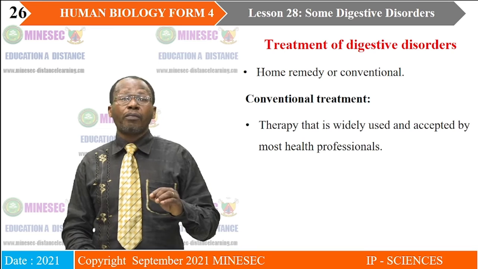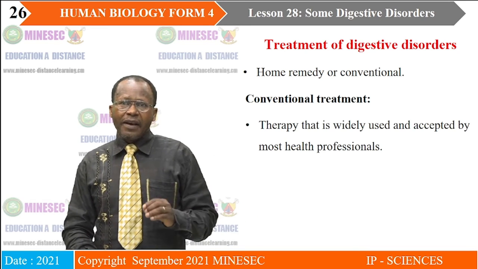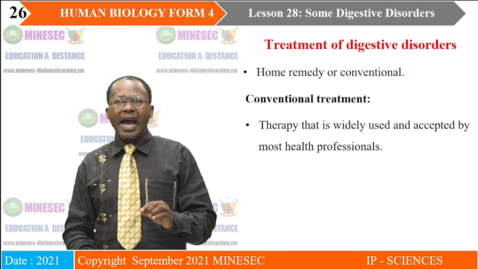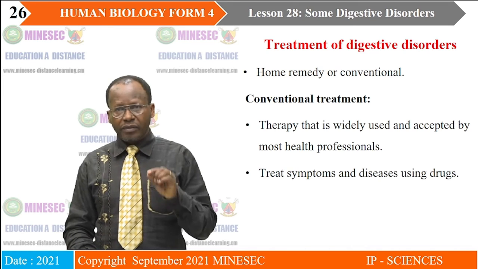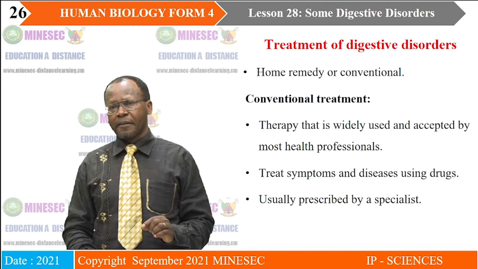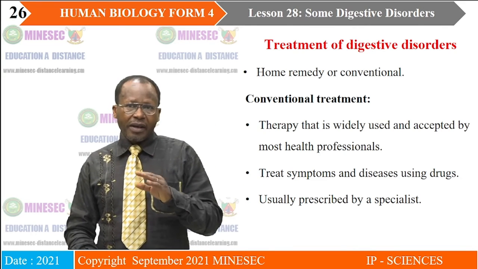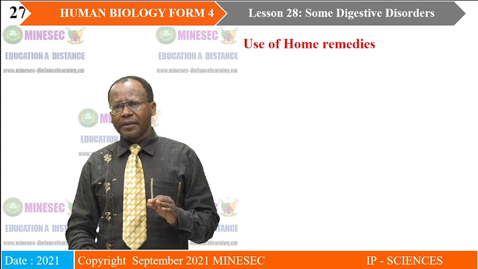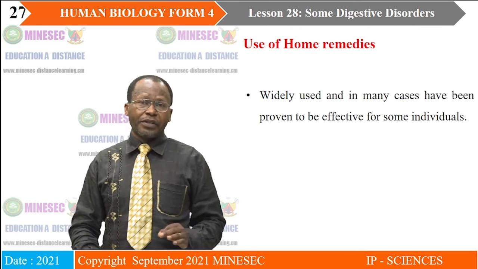They are not broad spectrum, so you don't take anything and think that it will treat everything. Therefore, conventional treatment is therapy that is widely used and accepted by most health professionals. This will be gotten from a recognized clinic. But with home remedy, you can take whatever thing, but it is not actually advisable if you are not sure. Therefore, usually, conventional treatment is prescription from a health personnel.